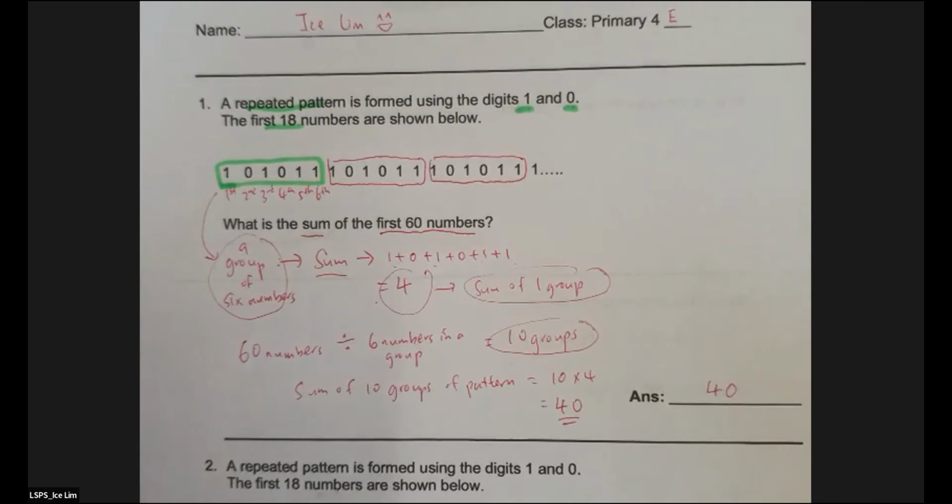Now, of course, this is like a shortcut. In exam time, if I really have difficulty, I will just write until I reach 60 and then count one by one. But that will take me a long while.